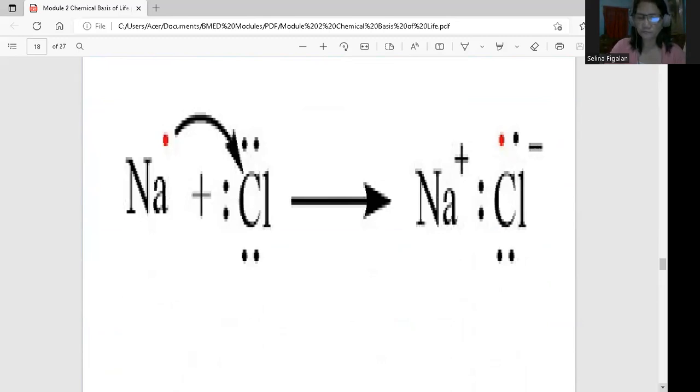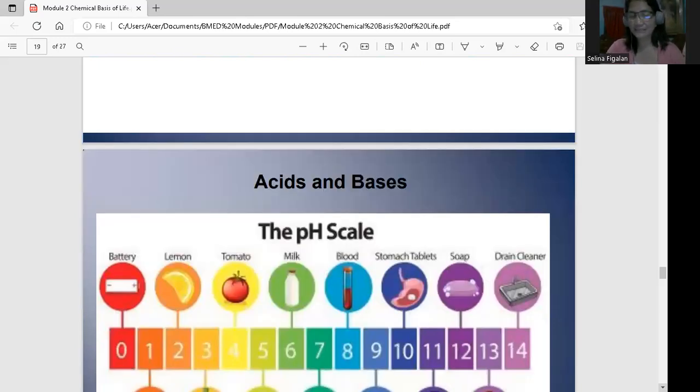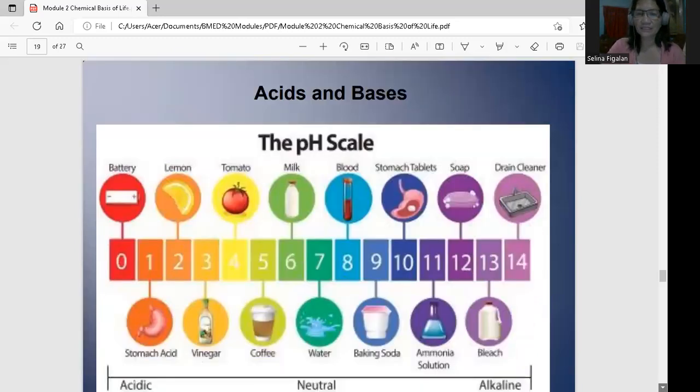Okay, in your module, I don't know if it was explained. I think you should just review that. You need to read about the organic and inorganic compounds. Acids and bases. Okay, what are acids and bases?